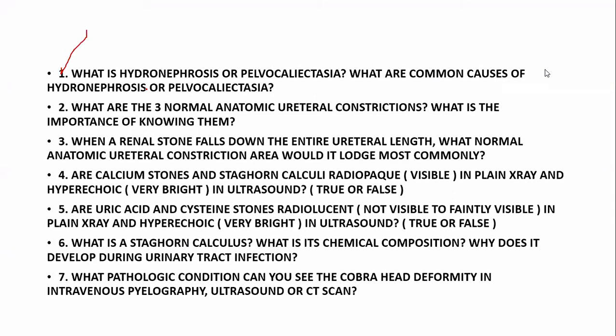What is the importance? The importance of knowing them is to know where the renal stones are lodged. Very good, correct. So when a renal stone falls down the entire ureteral length, what normal anatomical ureteral constriction area would it lodge in most commonly? At the ureterovesical junction. Very good, because it is the narrowest.